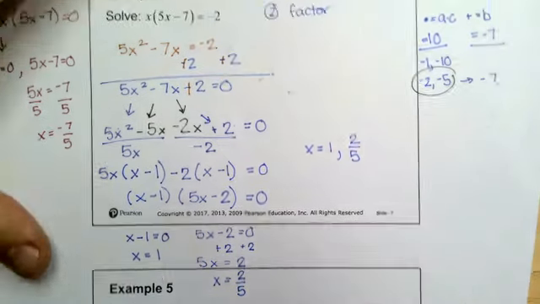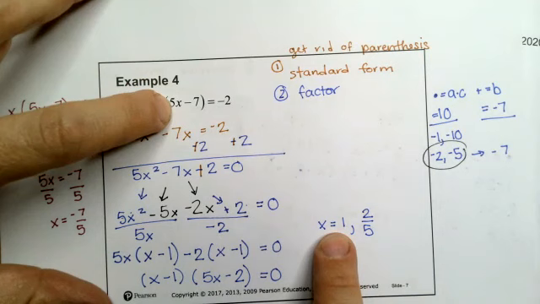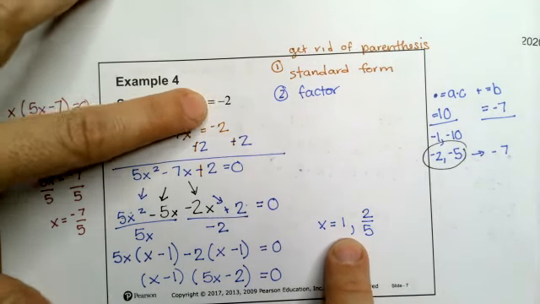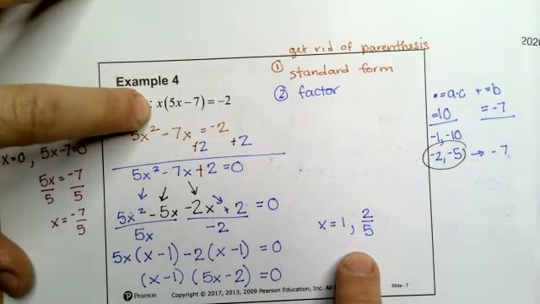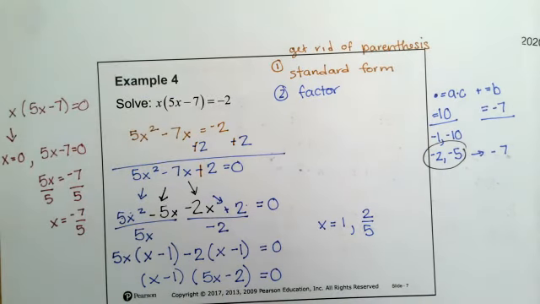Good. Put either, well, both, each one at a time. Put 1 times 5 times 1 minus 7. Make sure you get negative 2. 2/5 times 5 times 2/5 minus 7. Make sure you get a negative 2. But those are your answers.